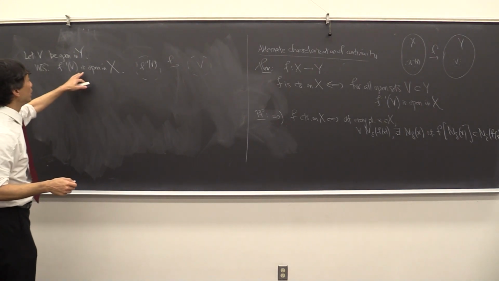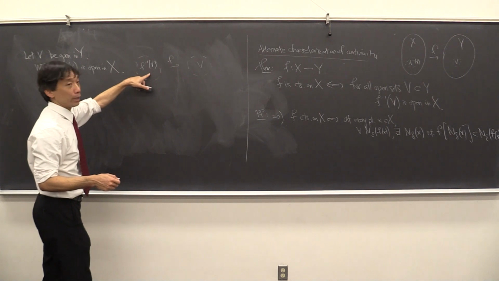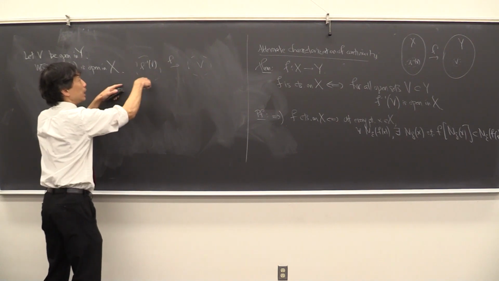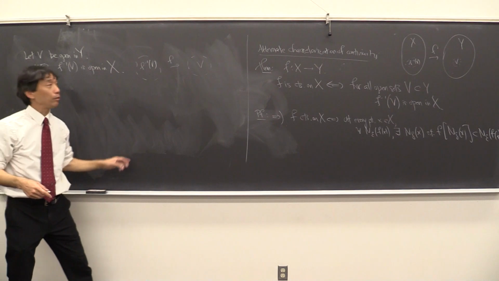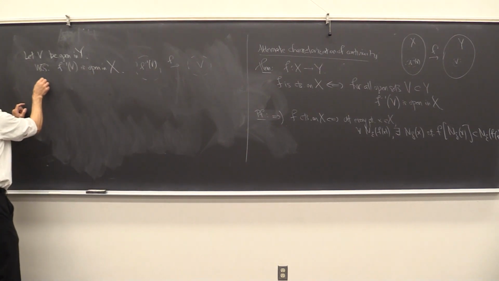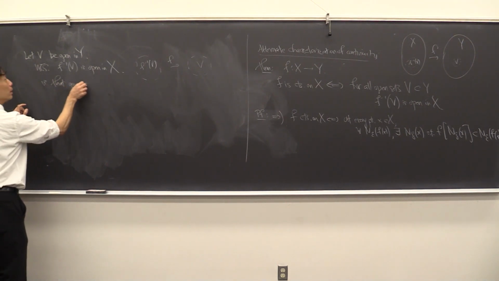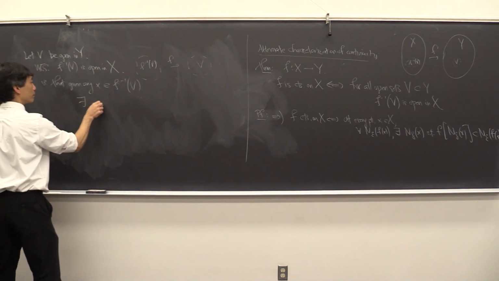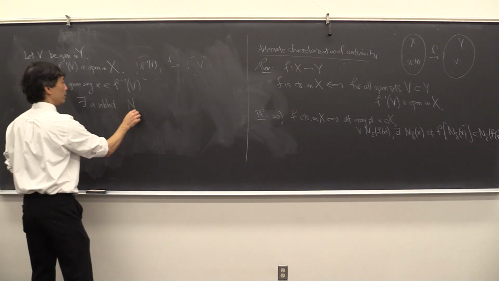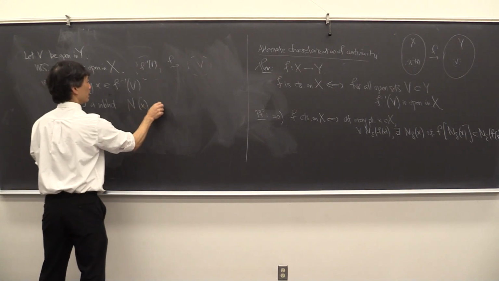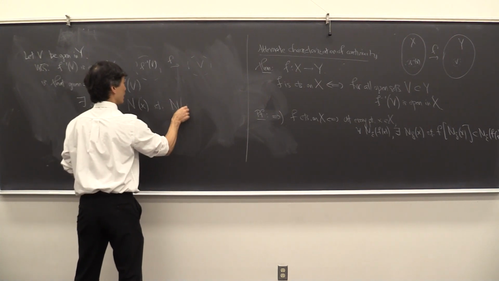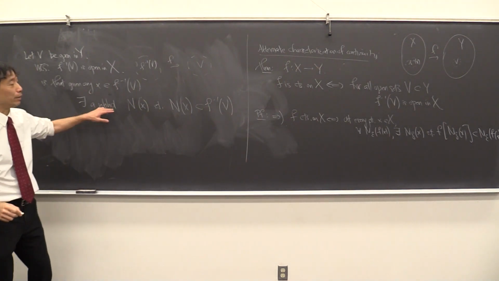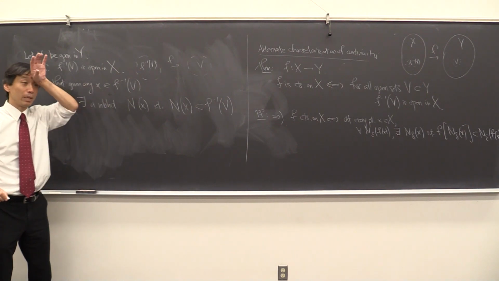So we want to show that, given any point here, we can find a neighborhood around it that's contained in f inverse V. That is, given any x in f inverse V, there exists a neighborhood N around x such that N of x is contained in f inverse V. How do we know that such a neighborhood exists? Anybody able to say it?